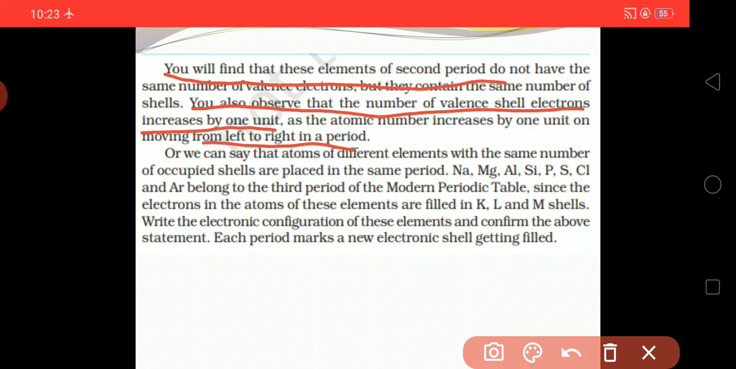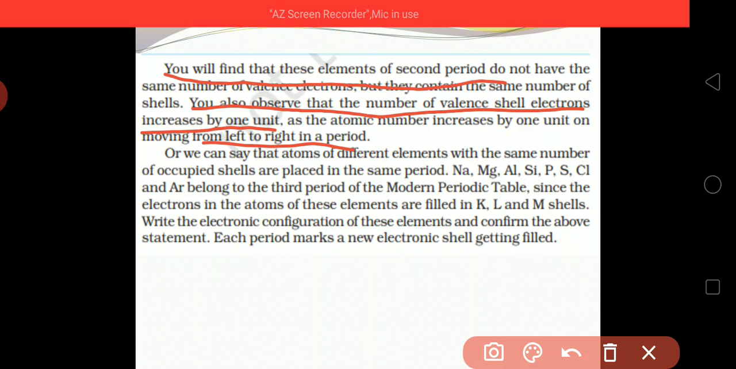In a period, if we are moving from left to right, we will observe that the atomic number will increase by 1 unit, and the valence electrons will increase by 1 unit. So if we move from left to right in a period, the atomic number will increase by 1 unit.